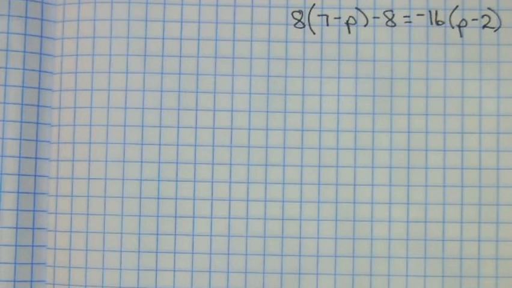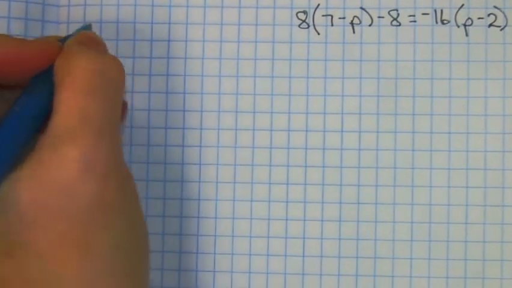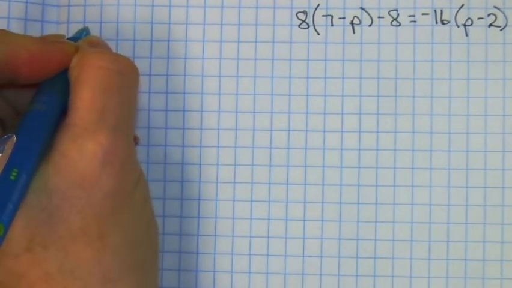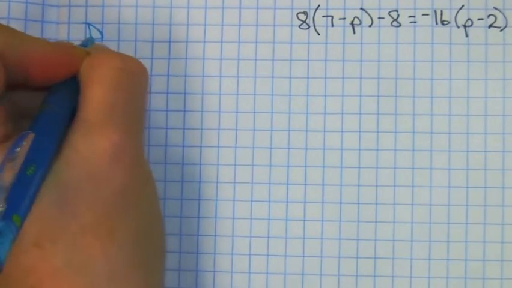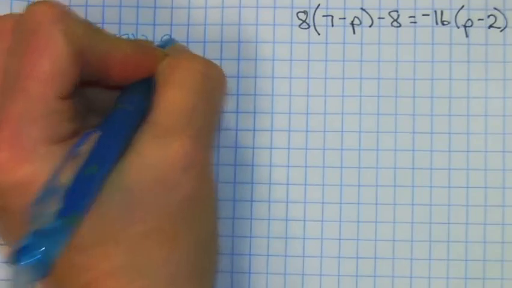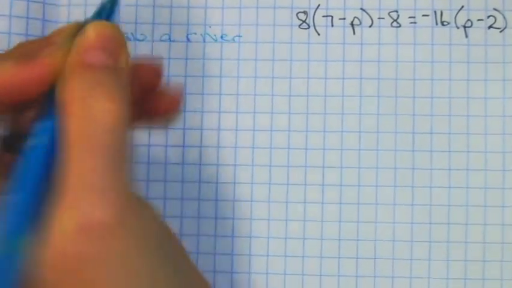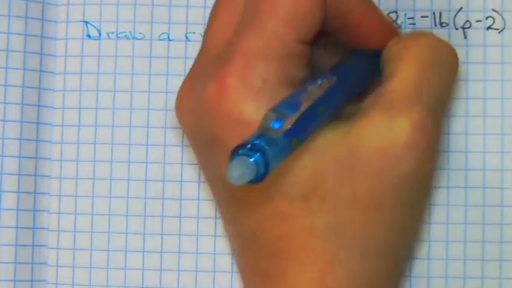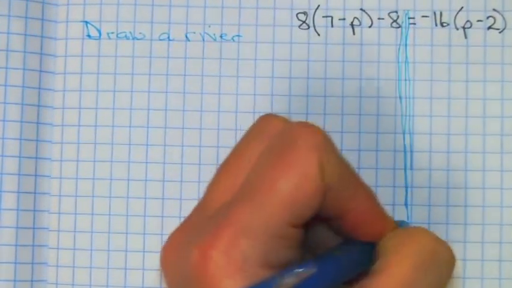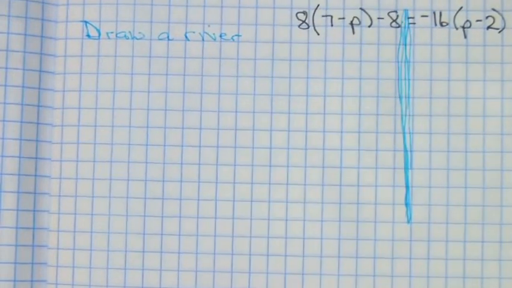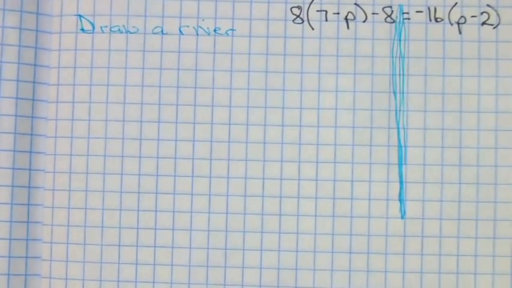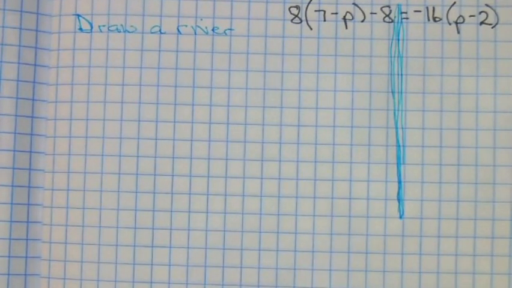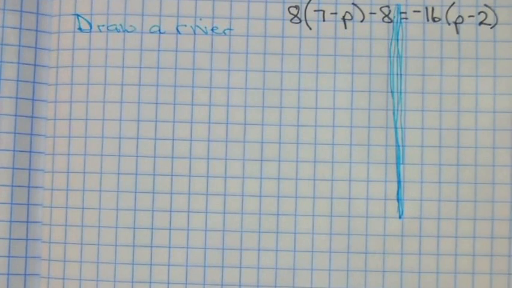Copy down that equation. The first thing we do with all equations is we're going to draw a river. So we're just going to draw a line down several rows. And that's going to keep our two sides easier to see.